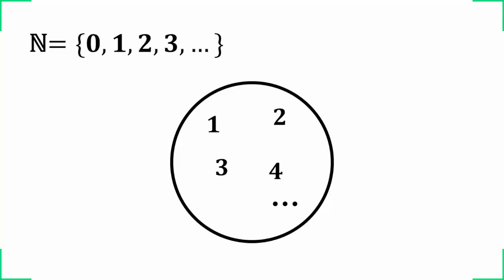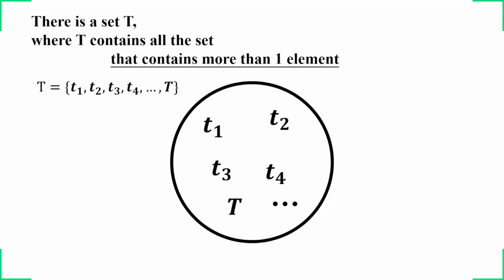When we think deeper, we can find there might be a set T. Let's say there's a set T, where T contains all the sets that contain more than one element. So T can be written as T1, T2, T3, T4, and so on, where T1 is a set that contains more than one element, T2 is also, T3 is also, and so on.